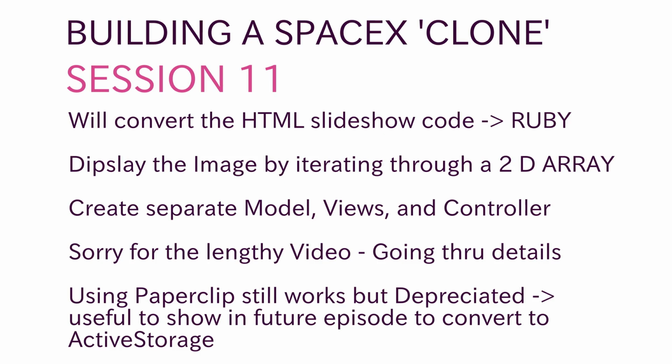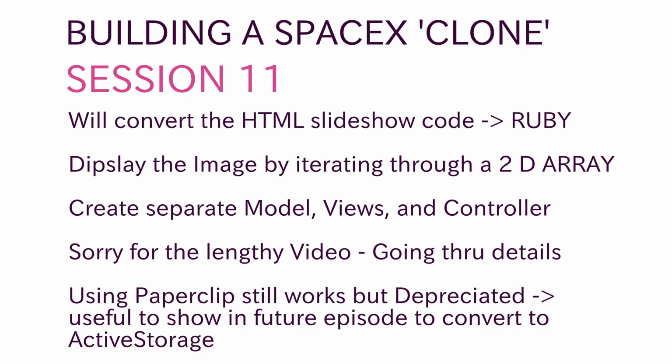So in this session we will convert the HTML slideshow code we did in the last episode to Ruby code. We will display the images by iterating through a two-dimensional array. We first do a one-dimensional array and then we add a second dimension to it. We will create separate model, views and controller from scratch. And sorry for the lengthy video, but I'm going through some details and also some error processing.